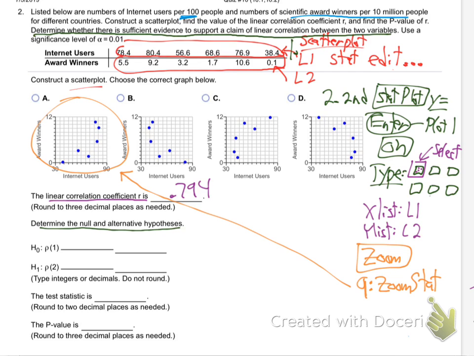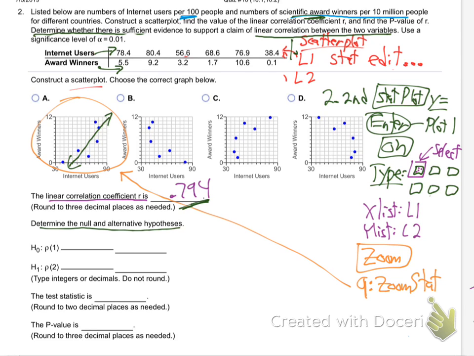In other words, is there a linear relationship here between internet users, like countries that have more and more internet users, percentage of internet users, do they also have more and more awards for science award winners? Is there a linear relationship? Right here are the dots. It kind of looks like a line sort of fits through the middle of those dots, kind of, sort of. Not super great. This R value, 0.794, is close to positive 1.